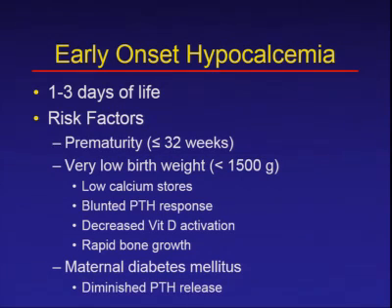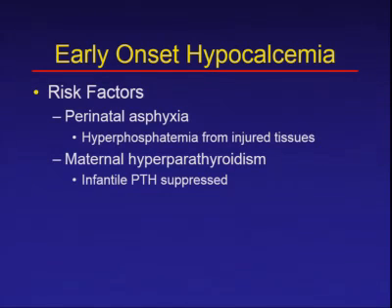For all these reasons, they can develop hypocalcemia very early. There are also maternal risk factors, including maternal diabetes, which can diminish the infant's PTH release. In addition, if there's any sort of perinatal asphyxia and tissue injury, that cell destruction will cause release of phosphorus into the bloodstream, causing hyperphosphatemia, which can then bind the serum calcium and cause hypocalcemia. Lastly, if there is primary maternal hyperparathyroidism, then the infant is exposed to the maternal PTH in utero, and when they're born, there is suppression of their own PTH gland due to the hyperparathyroid state that they were exposed to in utero.